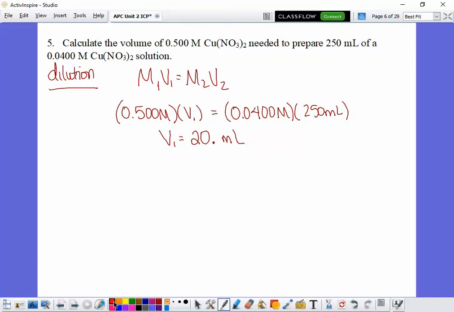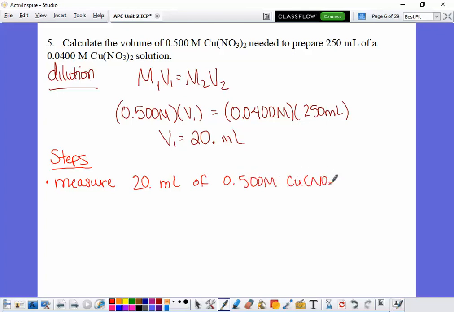So our steps: we would need to measure out 20 milliliters of the 0.5 molar copper 2 nitrate solution. Now, how do you think we're going to measure that out? What device do you think we're going to use to measure 20 milliliters? We can use a graduated cylinder, definitely.